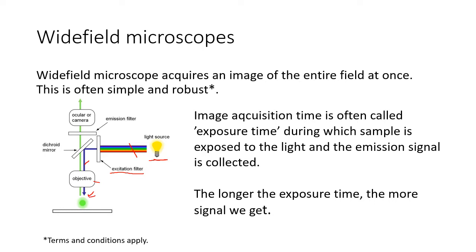Then in the sample, some of the excitation hits your fluorophores, some of it gets lost. Then we get emission. Some of the emission gets lost, but some of the emission comes back through the objective, then through the dichroic mirror, and then finally through the emission filter, which will hopefully filter out all the light we don't want, and the light which we deem acceptable will hit the camera, and that's the image we record. And the longer we put in light, the longer exposure time we have, the more signal we will get.